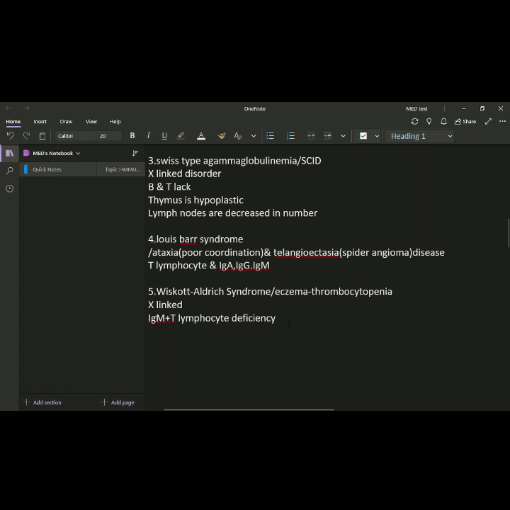Alright. Another type of disorder is called phagocyte disorder. Phagocytes are what? Macrophages, dendritic cells, any of them. So as a result of phagocyte disorder, there is a specific name called chronic granulomatosis. This is the specific name given for this.